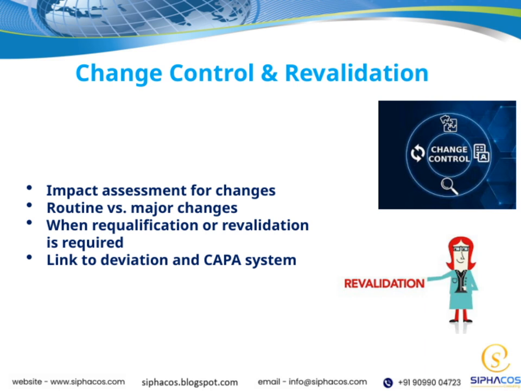Next, we need to consider when requalification or revalidation is required. Generally, if a change could potentially impact the quality, safety, or efficacy of the product, requalification or revalidation becomes necessary. This ensures that the system continues to perform as intended after the change. It's also crucial to understand the link between change control and the deviation and CAPA systems.